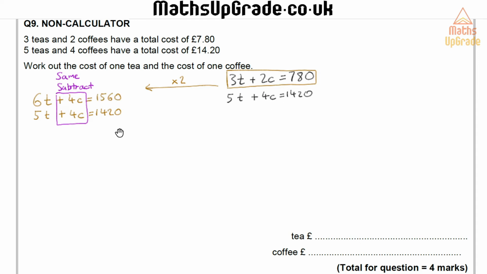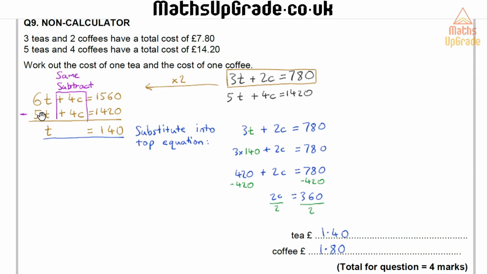I'm writing the bottom equation underneath it, and then since the coefficients of c are the same, I look at the signs and the signs are the same as well, so I'm just going to subtract. By subtracting, I'll get 1t equals 140. So that's the cost of 1 cup of tea, which is in pence, so that's in pounds, £1.40.